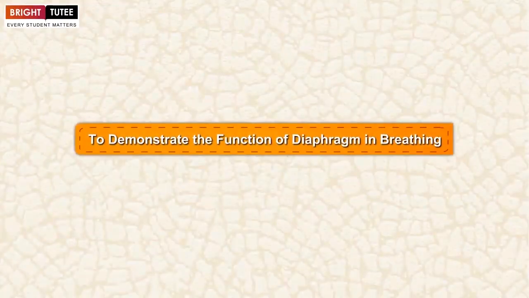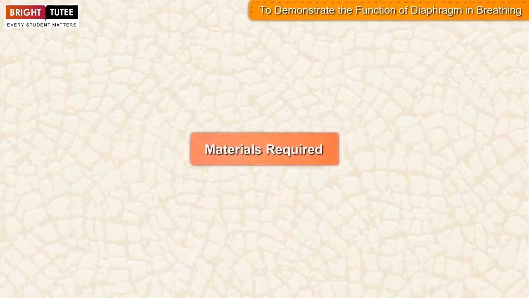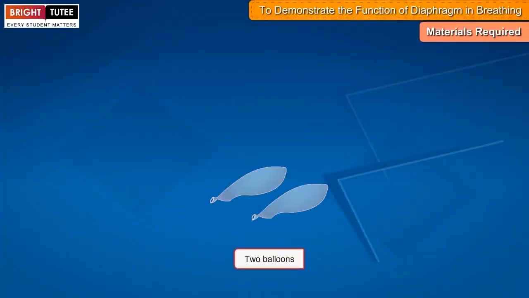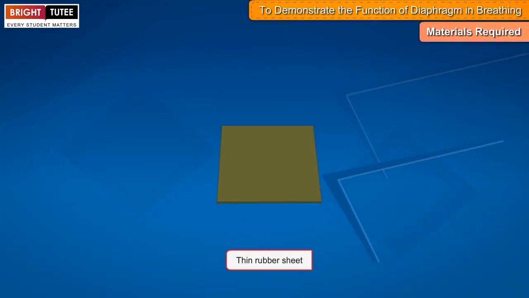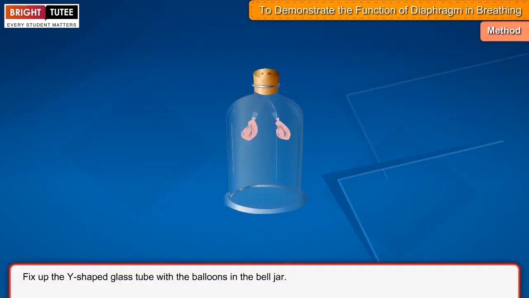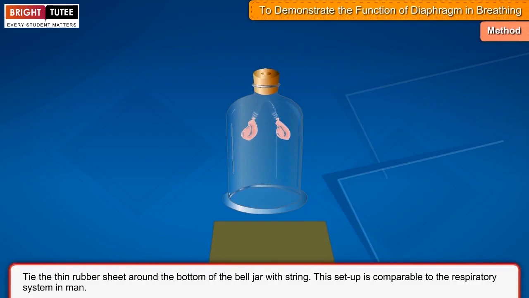To demonstrate the function of the diaphragm in breathing. Materials required: Y-shaped glass tube, 2 balloons, glass bell jar, thin rubber sheet, piece of string, a rubber cork. Method: fix up the Y-shaped glass tube with the balloons in the bell jar. Tie the thin rubber sheet around the bottom of the bell jar with string.